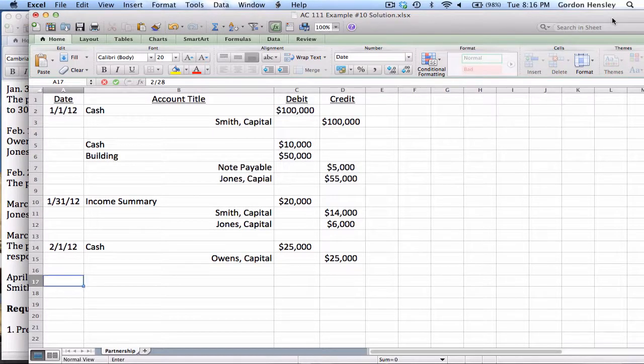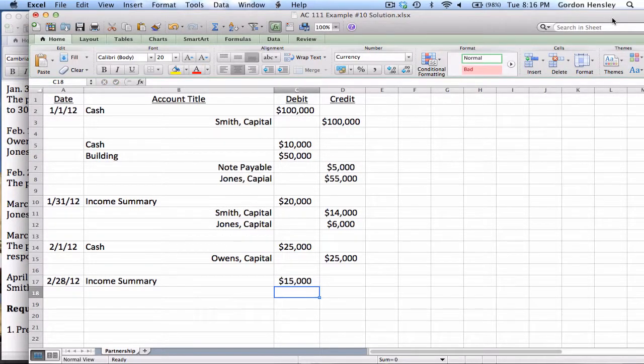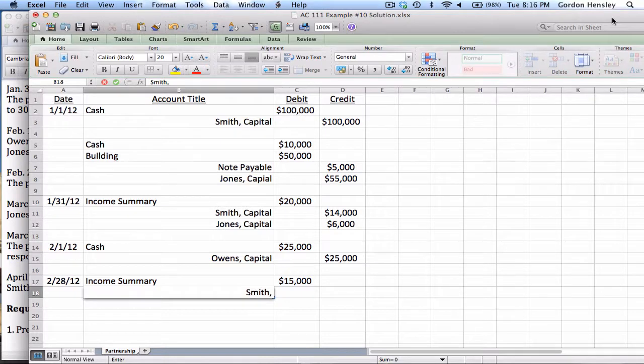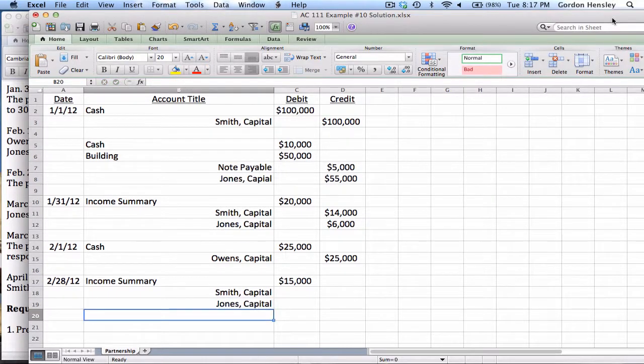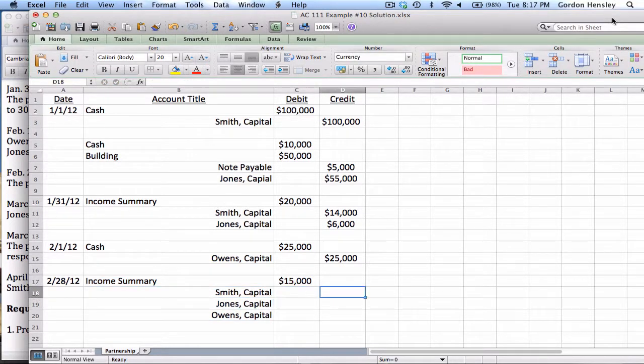So February 28th, it's the net income. It's a net income of $15,000. We're going to split that up into 3 different components. We have 3 different partners. We have Smith Capital. We have Jones Capital. And we have Owens Capital. We have the 3 partners. Now we're going to have to split that up among the 3 partners.